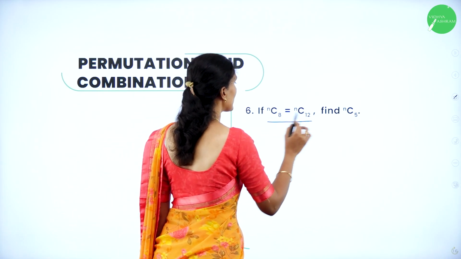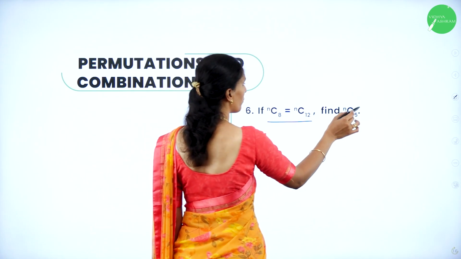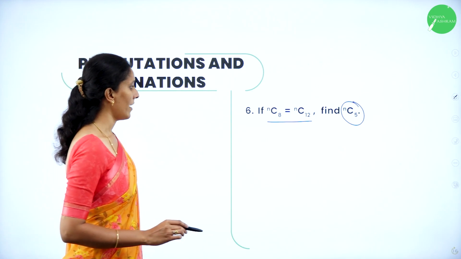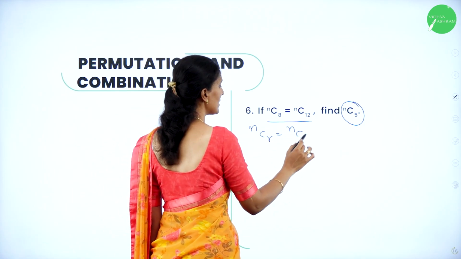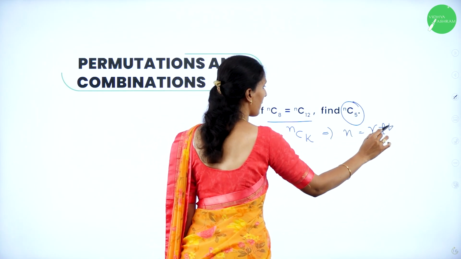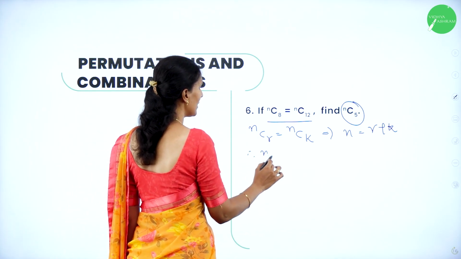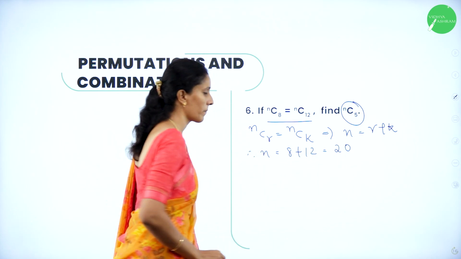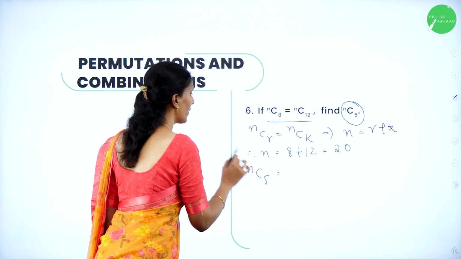If nC8 is equal to nC12, find nC5. My aim is to find nC5, but before that I should find the value of n. We know that when nCr is equal to nCk, that implies n is equal to r plus k. That is the property. Therefore, my n is equal to 8 plus 12, which is equal to 20. Now we have to find nC5. We know the value of n is 20.